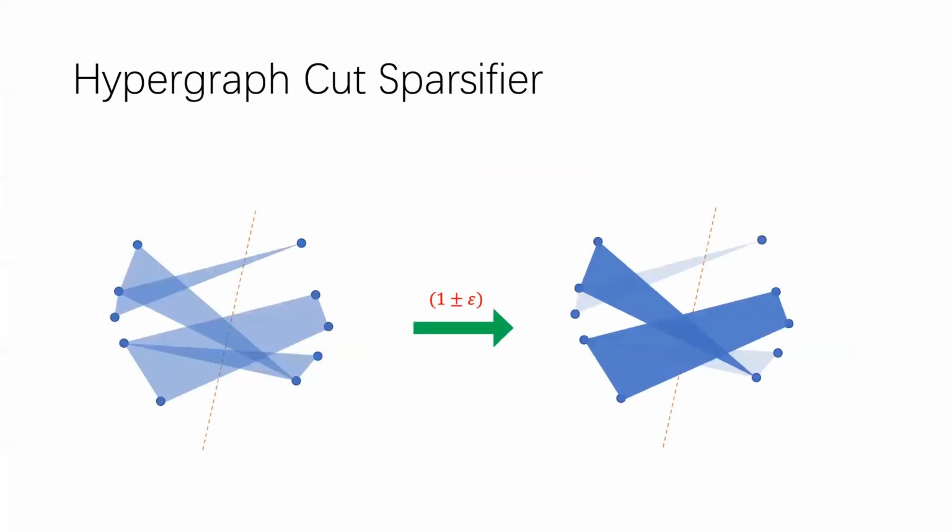Let's look at this example. In the original graph, there are 4 hyperedges of weight 1 crossing the cut, while in the cut sparsifier, there are 2 hyperedges of weight 2 crossing the cut. Cut sizes in both hypergraphs are 4, and so the cut size is preserved.